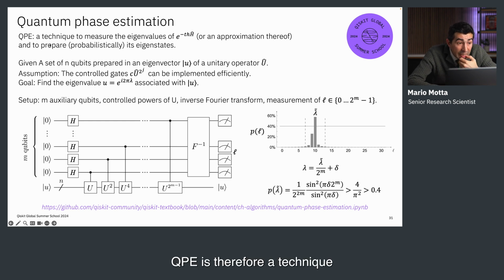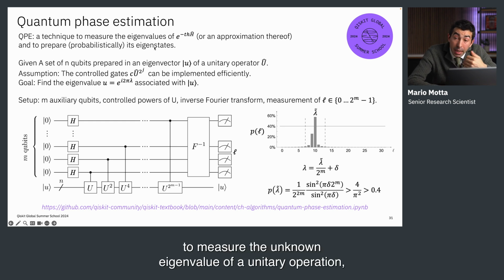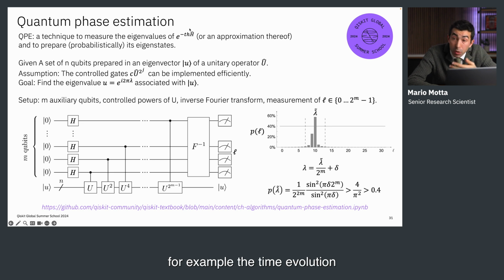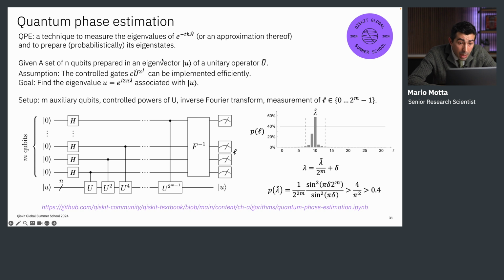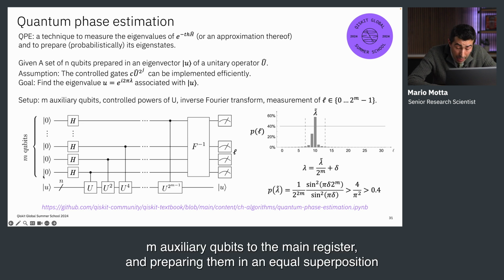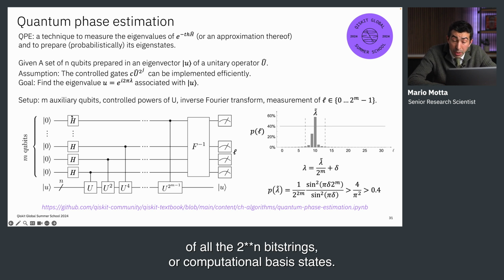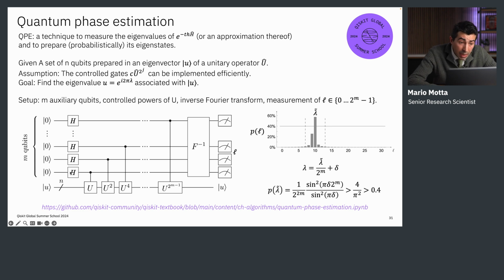QPE is therefore a technique to measure the unknown eigenvalue of a unitary operation, for example, the time evolution under a Hamiltonian, assuming the availability of an eigenstate. QPE achieves this goal by attaching m auxiliary qubits to the main register, preparing them in an equal superposition of all the 2 to the m bit strings or computational basis states.